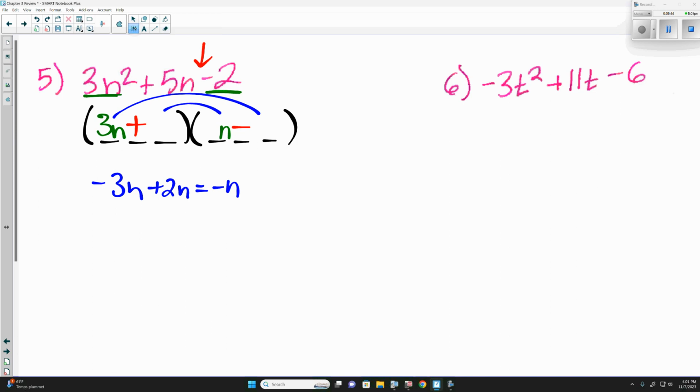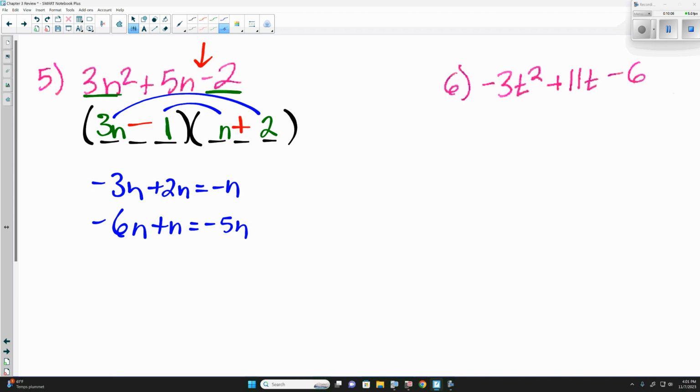So I'm going to just switch the 3 and 1. Or no, 3 and 1, 1 and 2. So 1 and 2. And try again. 3n times negative 2 is negative 6n. 1 times n is plus n, giving us negative 5n. That is the correct number, but wrong sign. And whenever we get the correct number but wrong sign, we change the signs.